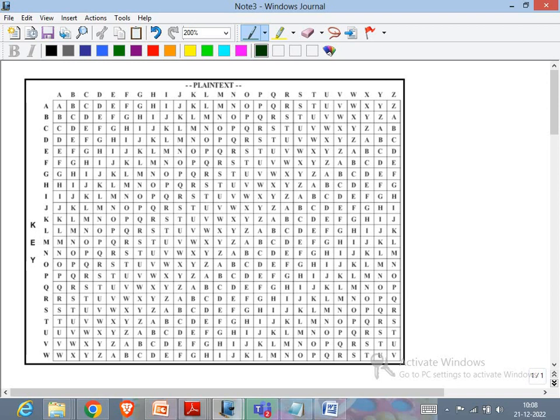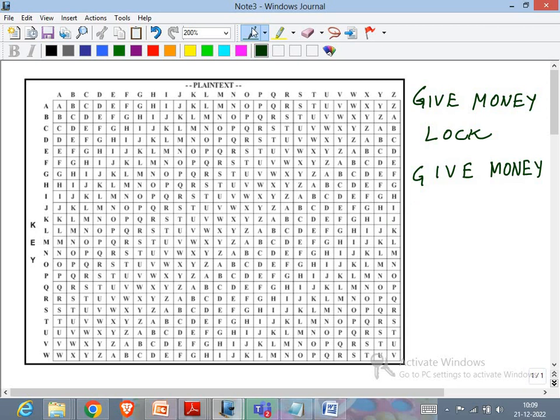So for example, I have the plain text as give money. So suppose I have a plain text, give money. This is my plain text, and my key is lock, L-O-C-K. Now this can be any example. This is only one of the cases. Now if we are following the table rule, we will arrange the plain text in this way: G-I-V-E-M-O-N-E-Y, and accordingly we will also arrange the keywords.